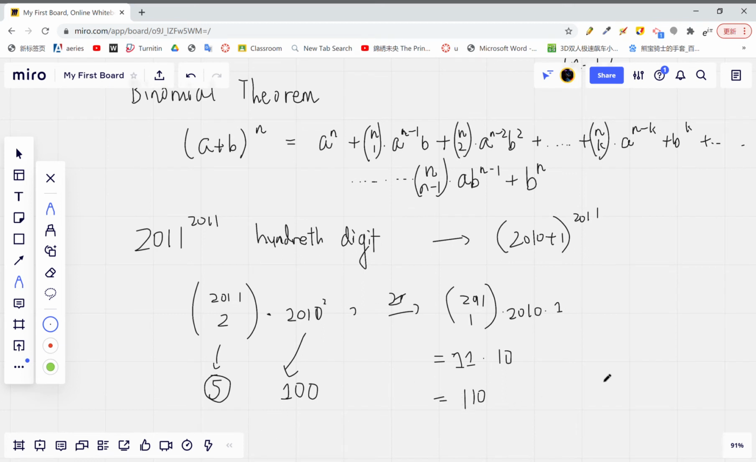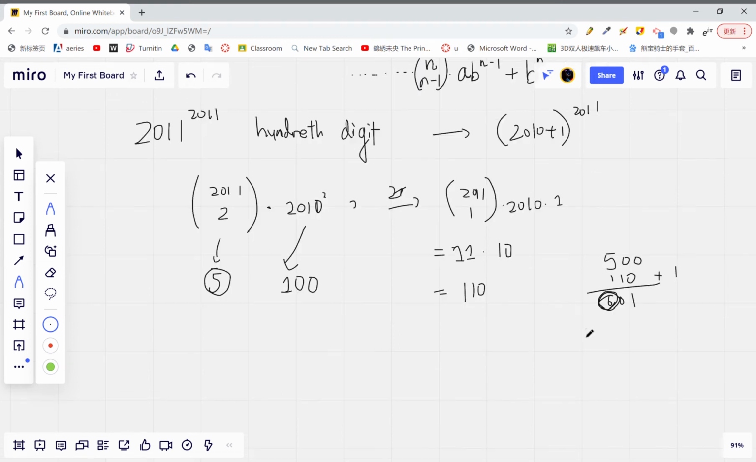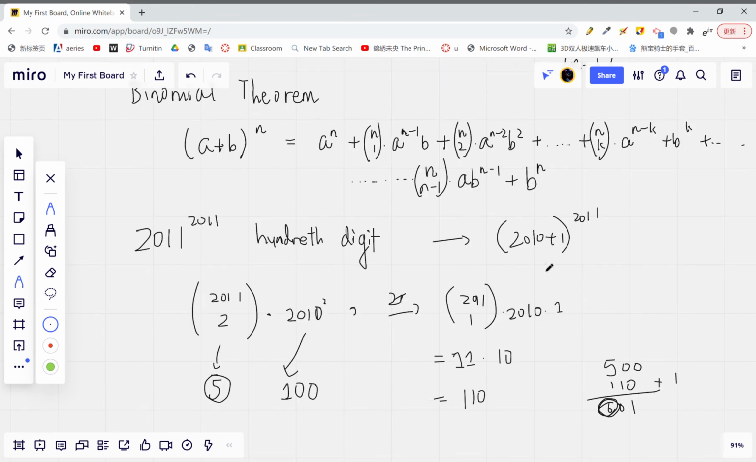So we get 5. So we just want to look at our last 3 digits. Which means this will end in 600, and we want to add the last 1, right? 1 to 2011, which is 1, and we plus 1, and we get 601, right? And we only want to look at the 100th digit, which is 6. And this is our solution. You can see that this is really helpful in solving some problems that look really hard.